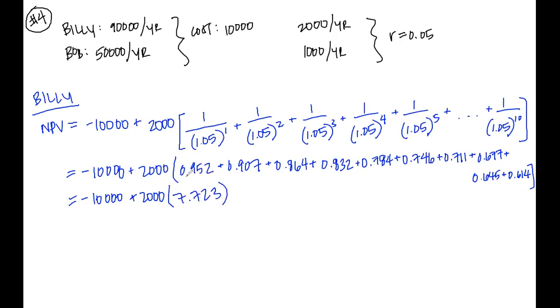And then this is a lot easier to simplify out. So this becomes negative 10,000 plus 15,446, which comes out to a positive 5,446. So what we can see from this is, since it's a positive, the net present value is positive, Billy should take the course.